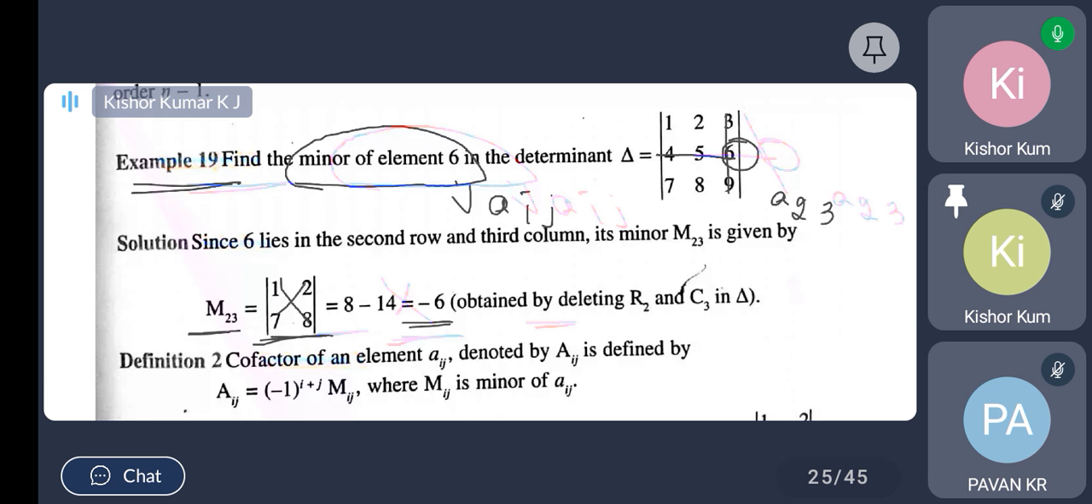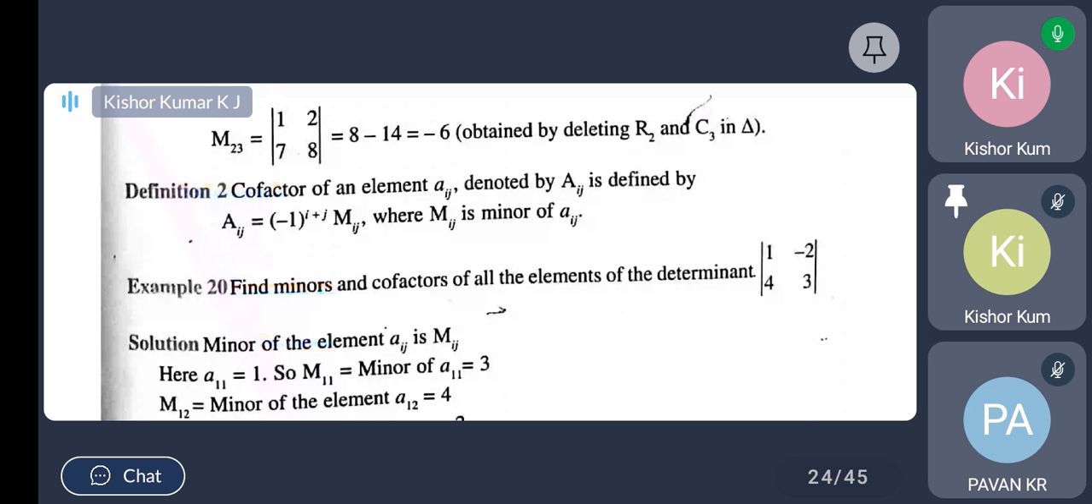Are there any doubts in the definition? It is mandatory to find the minor. Using the minors, we are going to calculate the cofactors. So here you have the definition of how to calculate the cofactors. The cofactor of an element aij is denoted by capital Aij, and it is defined as Aij equals minus 1 to the power i plus j into Mij, where Mij is the minor of aij.